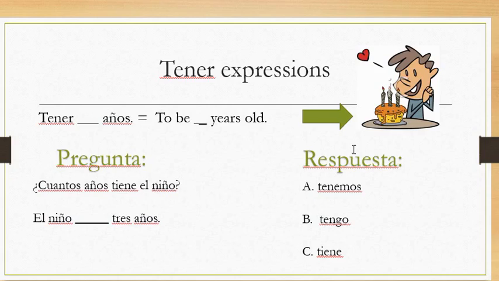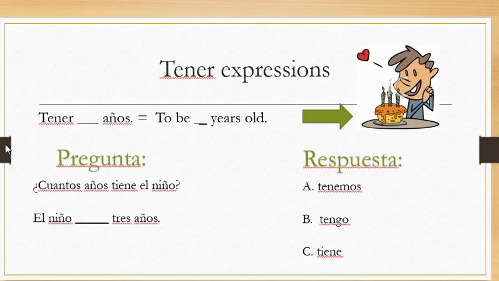A little bit more information about tener. You can have expressions using the verb tener that can mean things that generally wouldn't be meant in English. For example, when you have an expression talking about your age, in English we say I am 21 years old. I am 15 years old. In Spanish you have your years. So for example, if I wanted to say I am 21 years old, I would say I have 21 years in Spanish. So that would be tener 21 años.